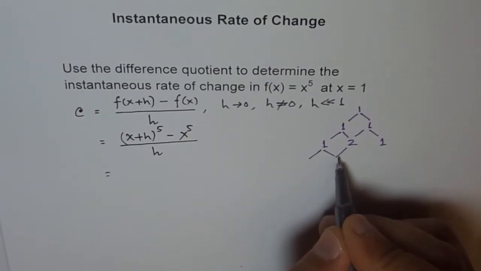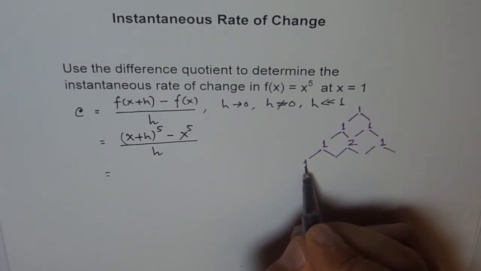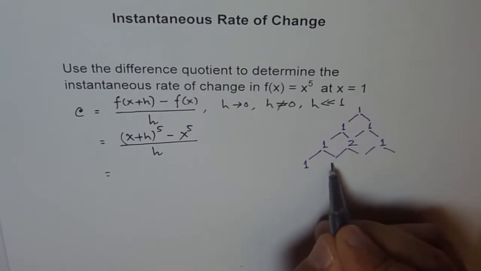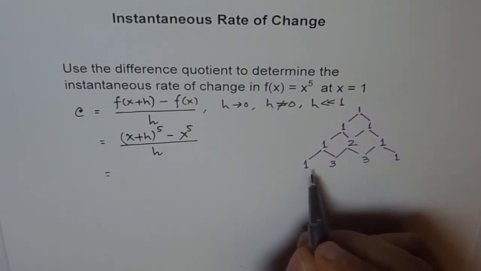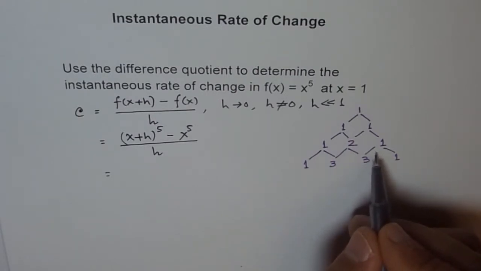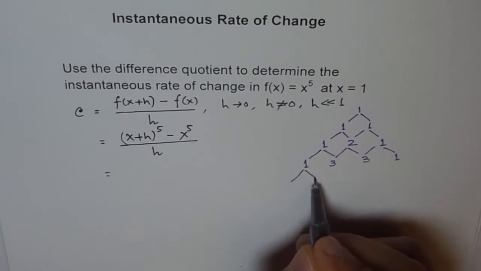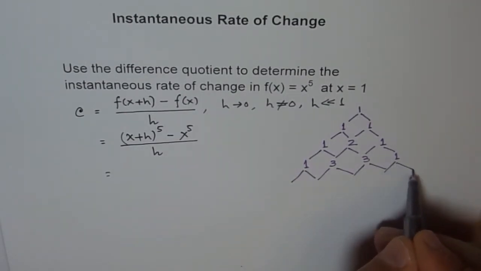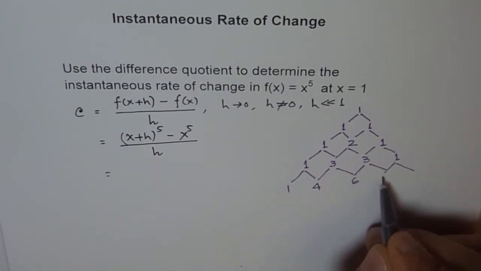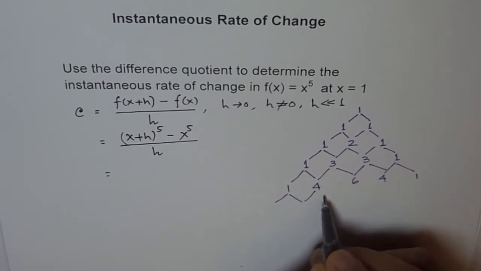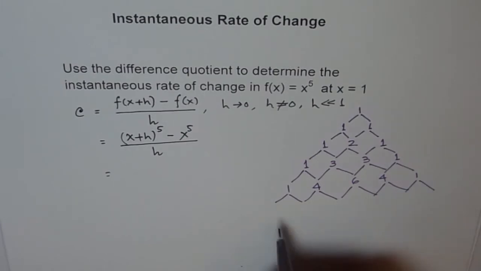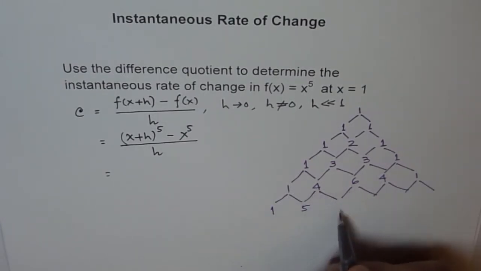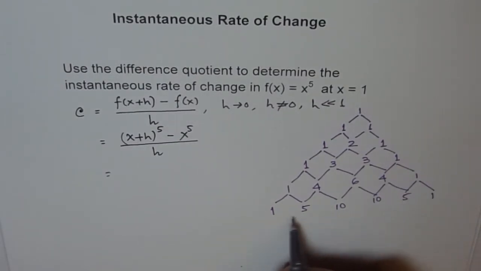Now we just continue, and the next row is the expansion for the cube, right? 1 plus 2 is 3, and this is also 3, so this gives the expansion a cube plus 3a square b plus 3ab square plus b cube, right? Now we go further and we get degree 4, and then the next will be 5. When you add, 1 plus 4 is 5, 6 plus 4 is 10, which is 10 here, 5 and 5. You'll find this is also symmetrical. Do you see that? There is a symmetry here. So we'll use this to expand x plus h to the power of 5.